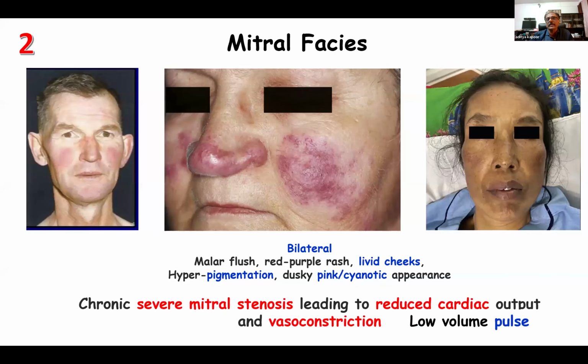So not many books say that low volume pulse is a sign of severe MS, but in severe MS it can happen. By and large, it is not considered a sign of severe MS. Only when the cardiac output reduces, the pulse will be low volume.